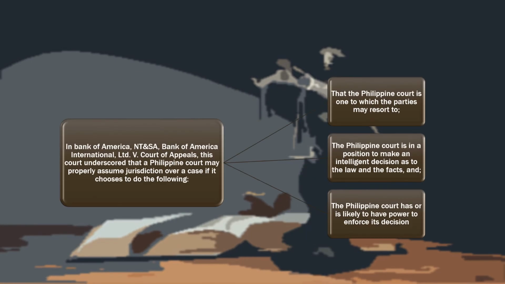In the case of Bank of America versus CA, the court held that a Philippine court may properly assume jurisdiction over the case if it chooses to do so.